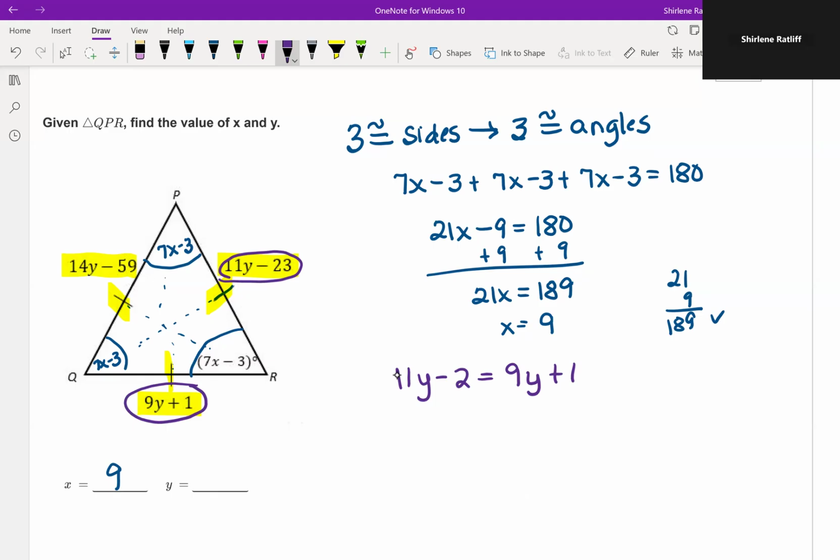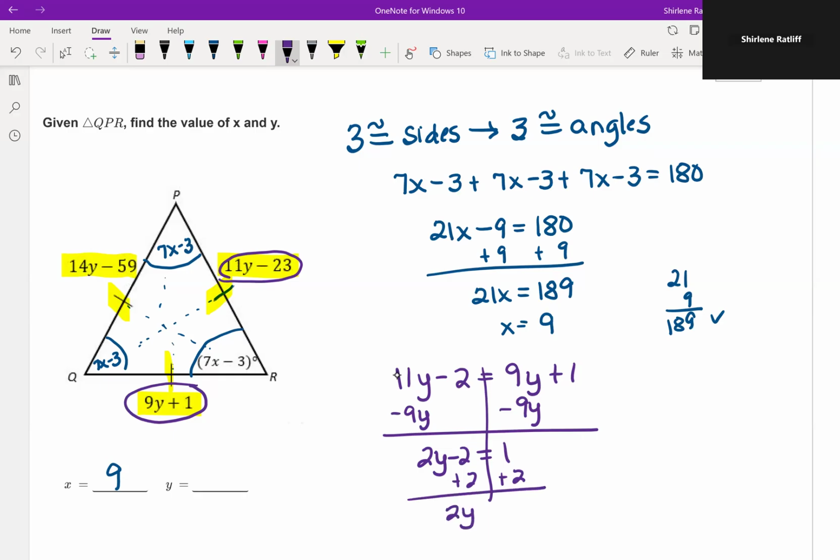All right, so let's subtract 9y from both sides. So we have 2y minus 2 equals 1. Add 2 to both sides. And we have 2y equals 3. Y'all, I feel like I've messed up. Let's see. I sure have.